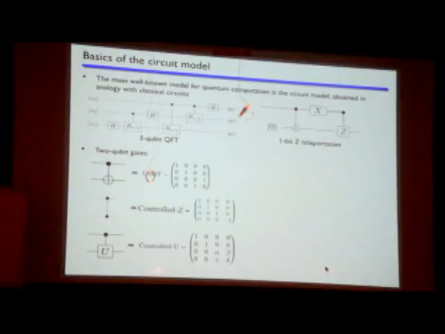And this is a controlled unitary. If this one is in one, then it controls the application of this unitary back here. It's just a generalization of these two controls, control Z and control X. Okay?